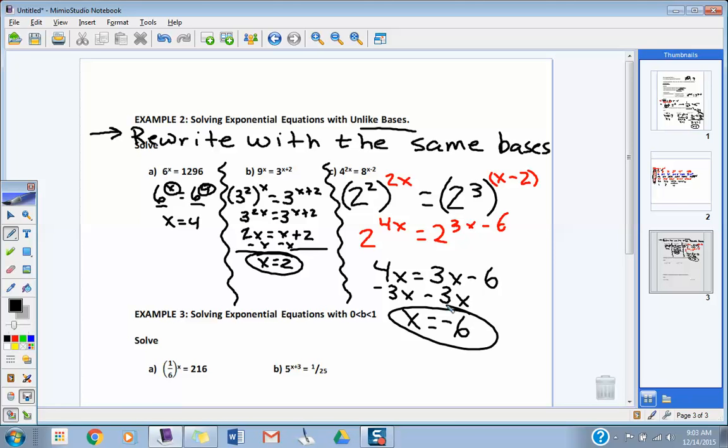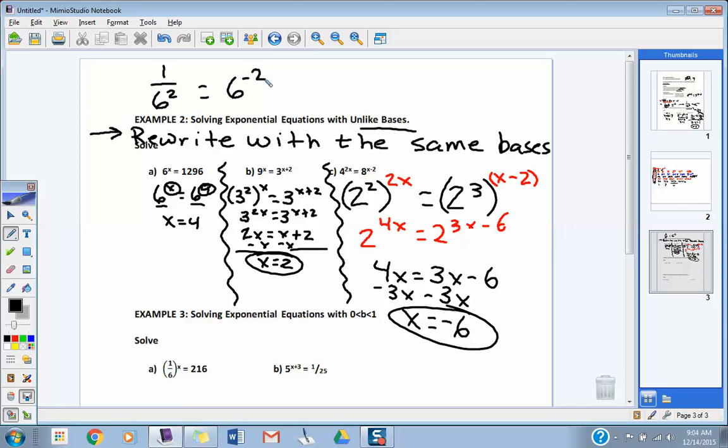Now in example 3, they start throwing fractions at us. That's not fair, is it? Remember this rule right here? It said if I had something like 1 over 6 to the second power, this is the same as 6 to what power? 6 to the negative second here, okay?